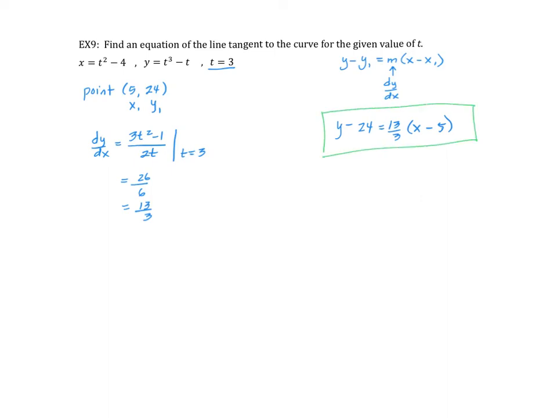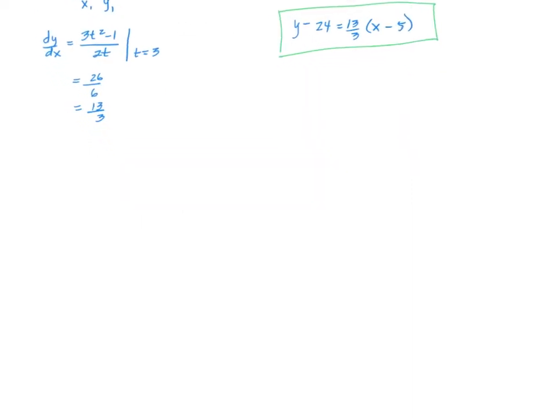However, oftentimes on my lab, if you get a question like this, they'll want you to write the equation of the tangent line in slope-intercept form, so solving for y. To get y equals 13 over 3 x, let's see, minus 60 minus 72, minus 7 over 3. Double check me on that, you guys.